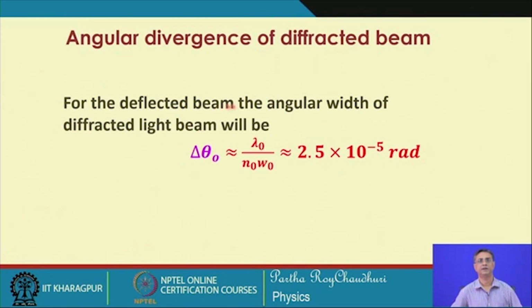And for the deflected beam, the angular width of the refracted light will be this. So, this is the number that one has to keep in mind, that this is again a very small optical beam divergence, and that is why you get a beautiful number.